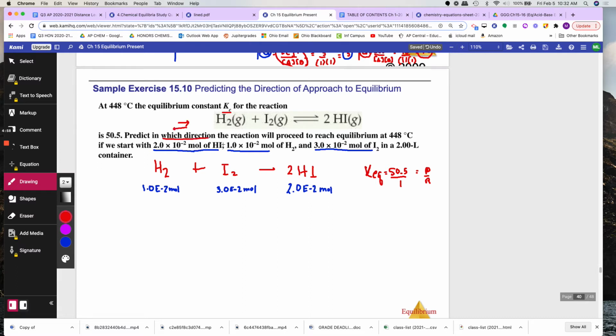Predict in which direction the reaction will proceed to reach equilibrium at 448 degrees. If we start with 2e negative 2 mole of HI, 1e negative 2 mole of H2, and 3e negative 2 mole of I2 in a 2-liter container, I'm going to divide all of these by 2 liters to get molarity.